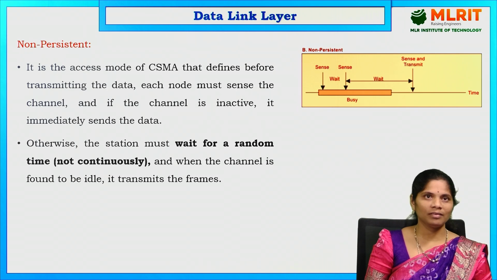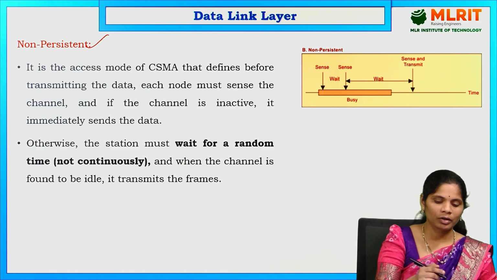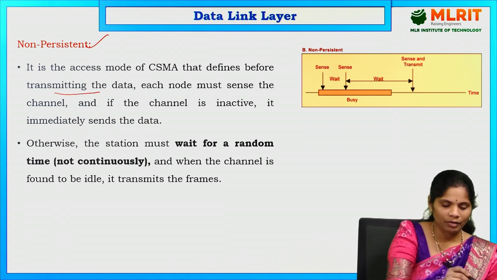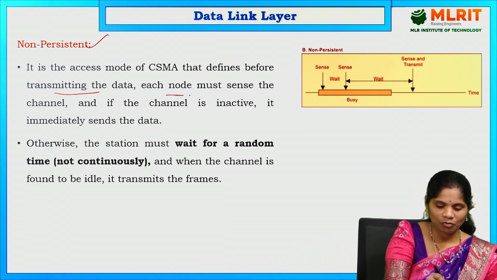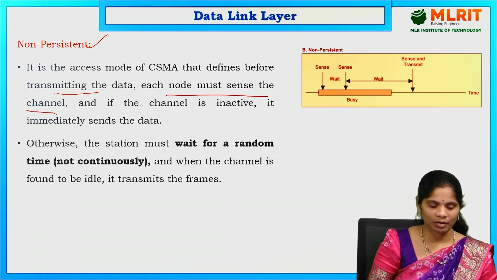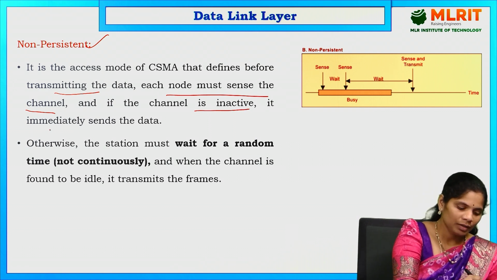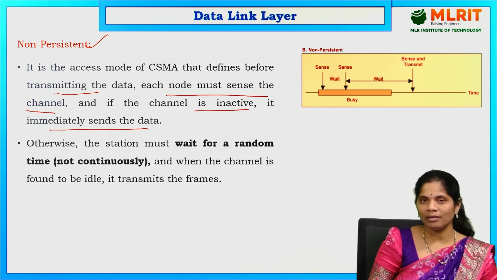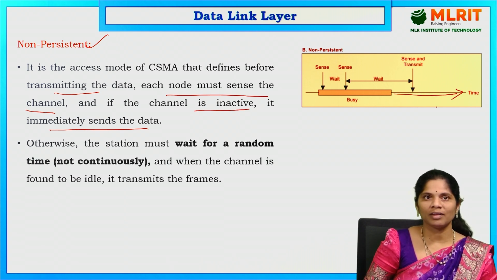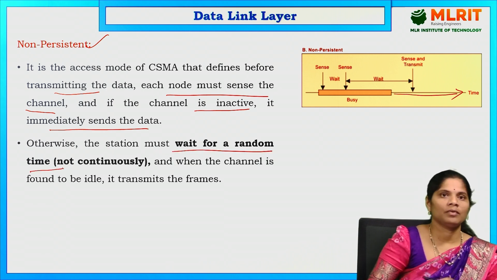And the next one is non-persistent CSMA. What is non-persistent CSMA? Before transmitting the data, each node must sense the channel. Here also it will sense the channel before transmitting. If the state is idle, meaning there is no transmission going on, it immediately sends the data. Otherwise, the station must wait for a random amount of time, not continuously.